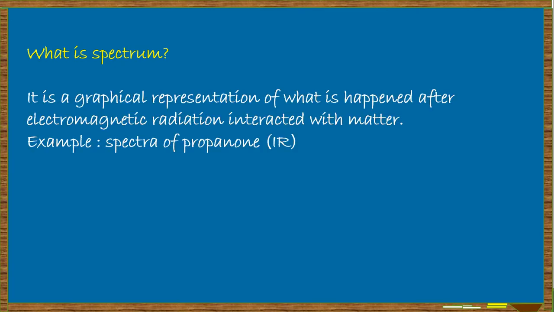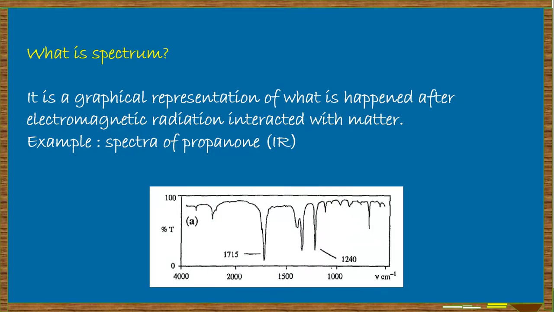The next one is: what is a spectrum? It is a graphical representation of what happened after electromagnetic radiation interacted with matter. For example, the infrared spectrum for propanone is given here. You see, this is a spectrum. The propanone interacted with infrared electromagnetic radiation, and the spectrum obtained is shown in this figure. So the spectrum is what happened after the interaction of electromagnetic radiation with matter, given as a result.